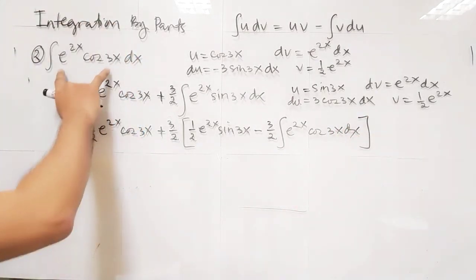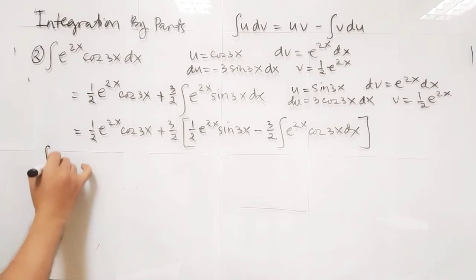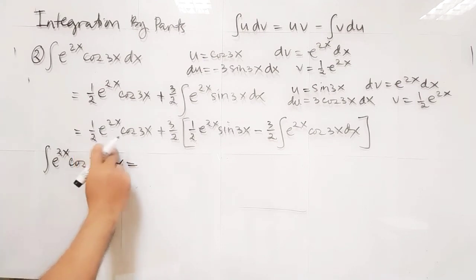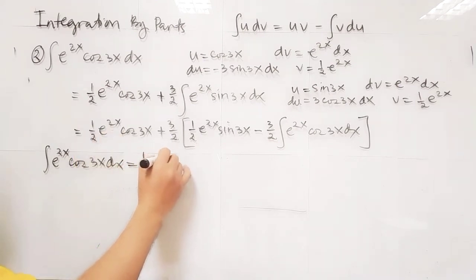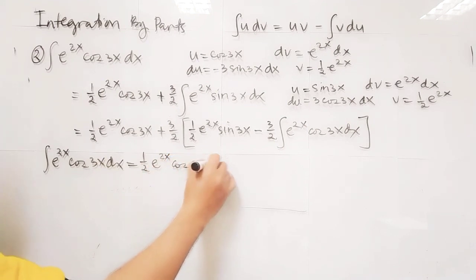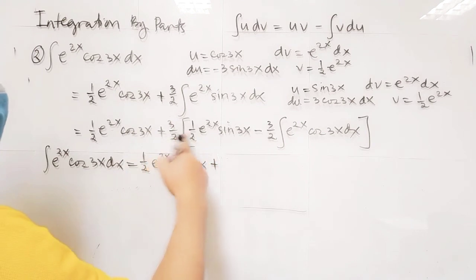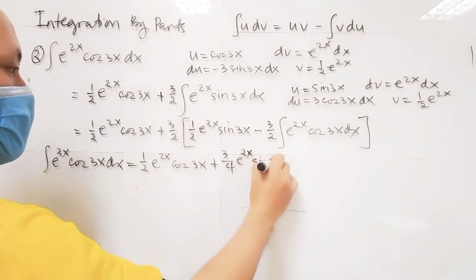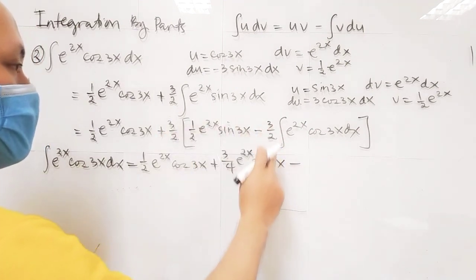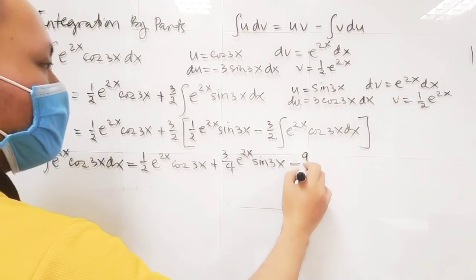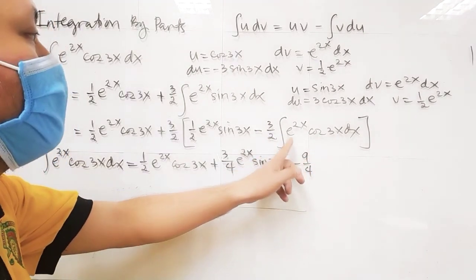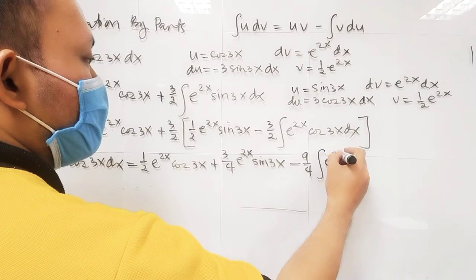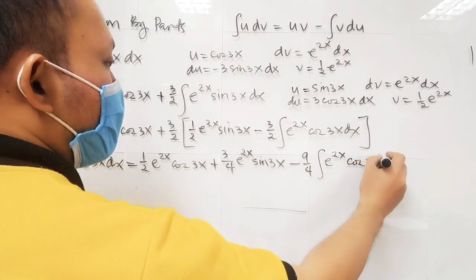So we will distribute. I will write this one first. The integral of e 2x cosine 3x dx is equivalent to 1 half e 2x cosine 3x plus 3 times 1 over 4, 2 times 2 is 4, that is 3 over 4 e 2x sine 3x minus 3 times 3, 9 over 4, and then the integral of, I will write it again, e 2x cosine 3x dx.